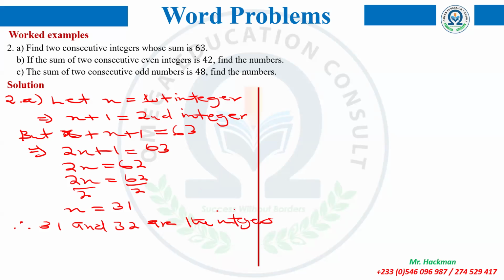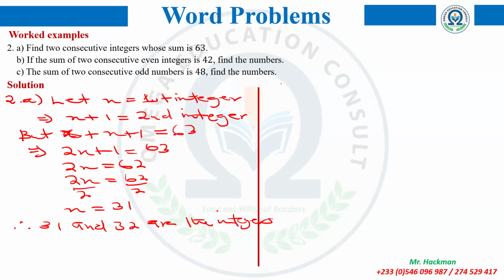Remember I've told you, it's better to write the math followed by "are the integers", or you can write 31 and 32 equal to the integers. It's the same thing. My professors, is that clear? Is the explanation okay? Yes, sir.